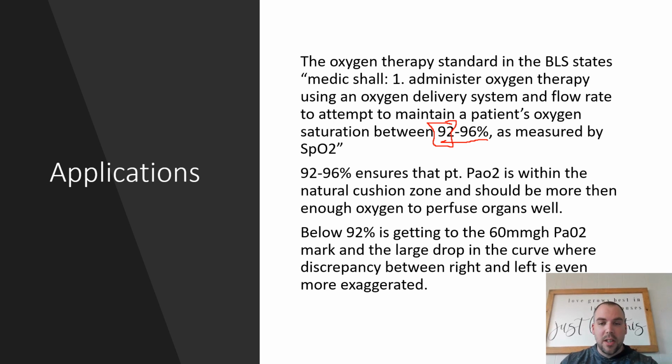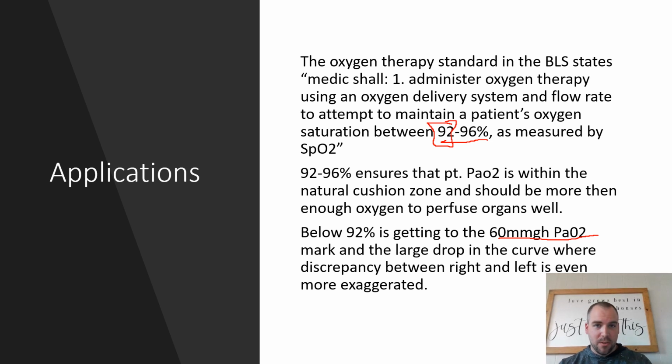Why is 92% our acceptable rate? We already know that from the oxyhemoglobin curve. You have more than enough PaO2, and 92% gives you a small buffer in case things go wrong before you get down to 90%. It is a way to ensure that your cells and more particularly your organs are being perfused adequately without the paramedic going too far with oxygen therapy. Again, below 92% is getting to that 60 millimeters of mercury, and now we want to aggressively treat this person's dropping oxygen levels.